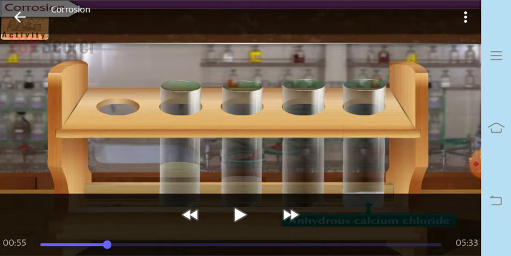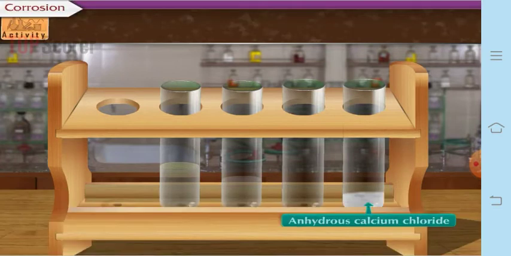Now children, pay attention here. Calcium chloride is taken as anhydrous. Anhydrous means it does not have any water of crystallization. Last year you learned that certain salts have the presence of water of crystallization. Even calcium chloride has water of crystallization, but the calcium chloride taken in this experiment is anhydrous. That means the water of crystallization has been removed from it. So if it comes in contact with water, it will regain its water of crystallization.